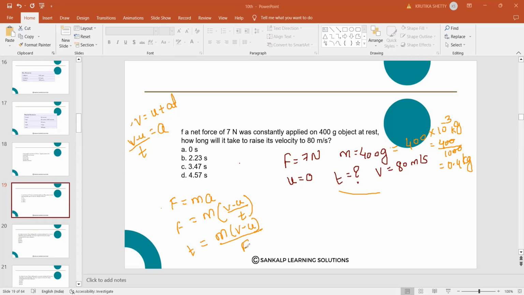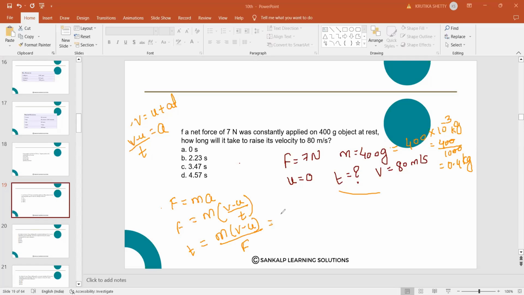I hope you will understand this one. So the t that was in the denominator, I transferred it, and I took F into the denominator. Why do we arrange it like this? To have the known quantities on one side and the unknown quantities on the other side. Now let us substitute the values.